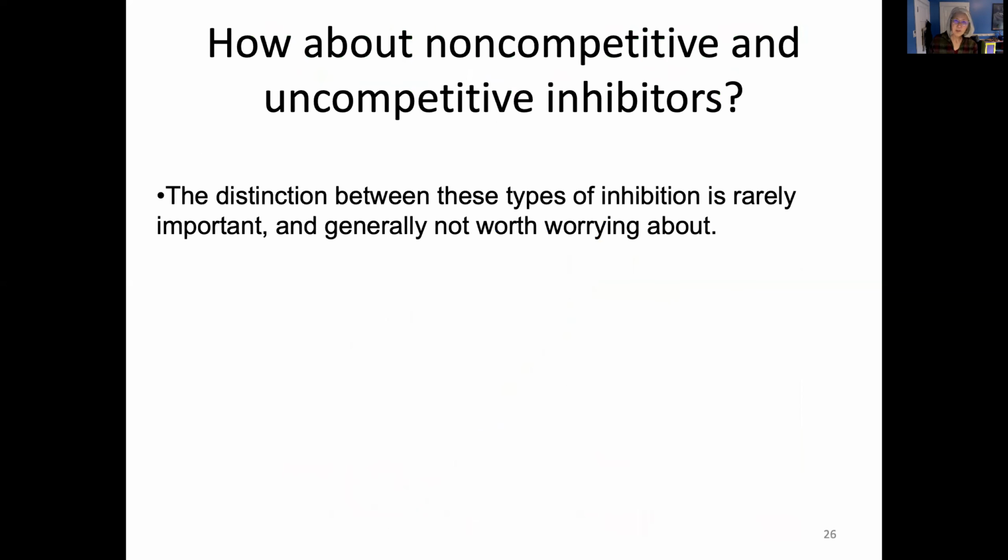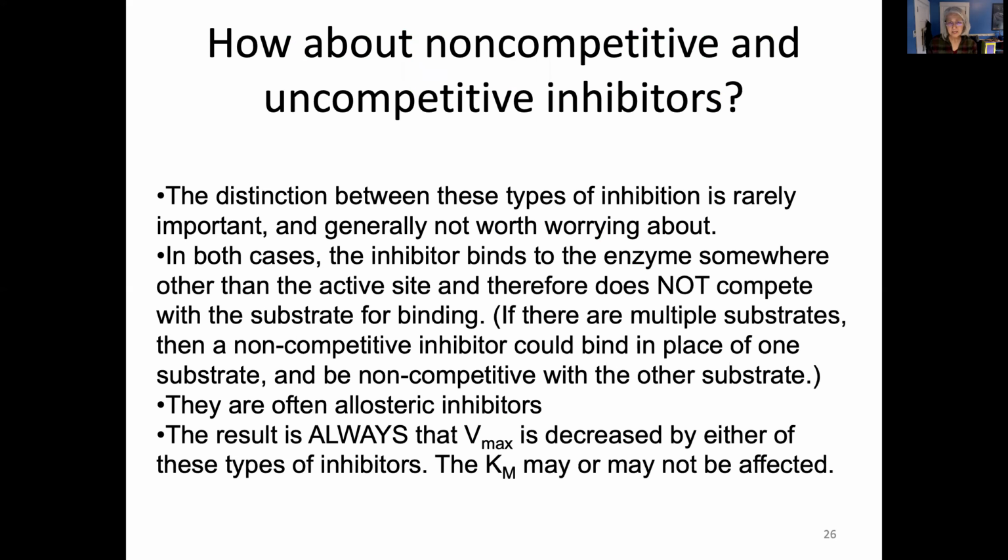Okay. So how about the other types of basic inhibitors, non-competitive and uncompetitive inhibitors? I'll just say that the distinction between these two types of inhibition is rarely important, and generally not worth worrying about. In both cases, the inhibitor binds to the enzyme somewhere other than the active site, and therefore does not compete with the substrate for binding, right? And often these are allosteric inhibitors, binding elsewhere and inhibiting the rate of the enzyme, most commonly through stabilizing a different conformation of the enzyme.